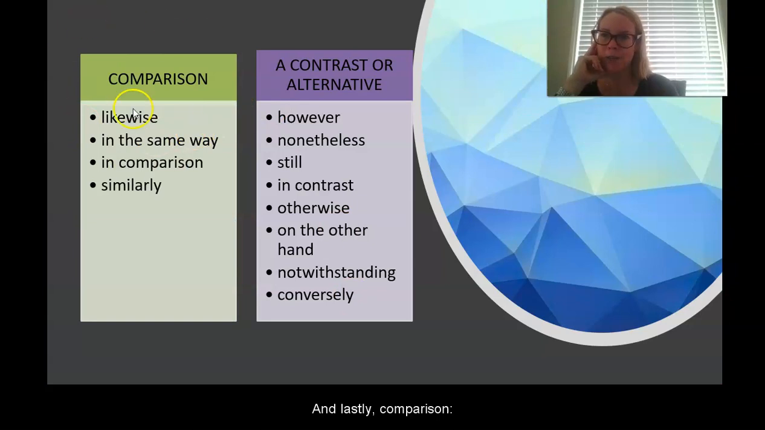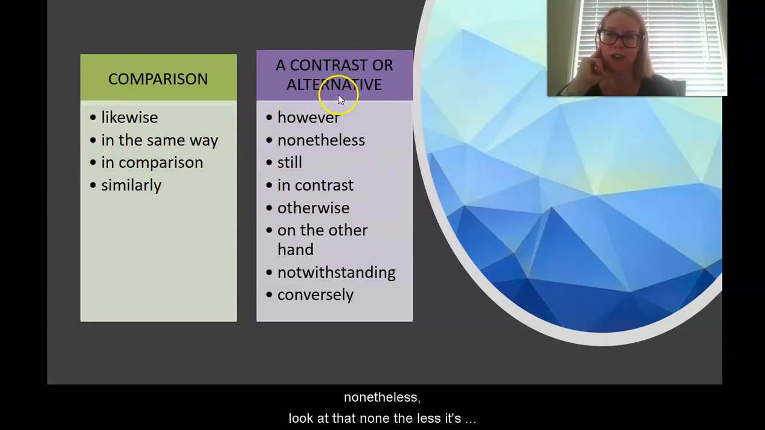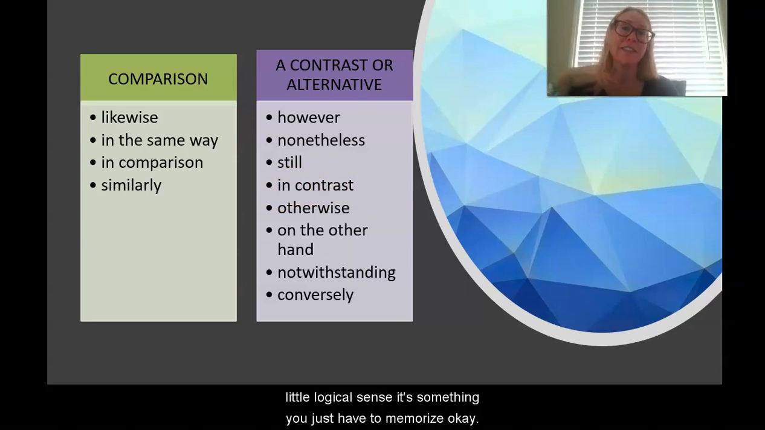And lastly, comparison: likewise, in the same way, in comparison, similarly. And contrast or alternative: however, nonetheless. Look at that, nonetheless. It's 3 words shoved together, no spaces. But in contrast, 2 words, not shoved together. It makes very, very little logical sense. It's something you just have to memorize, okay?